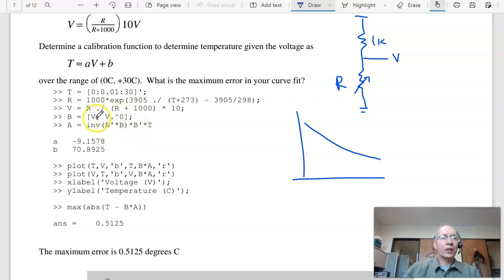To do that using least squares, I pick a basis. Here my basis is voltage and 1. One way to get the number 1 is V to the 0 power. Anything to the 0 power is 1. That just gets the dimensions right. Now do least squares. Least squares is the inverse of B transpose B times B transpose times my output, which is temperature. And here's my curve fit. So my curve fit is temperature is roughly minus 9.15 times voltage plus 70.